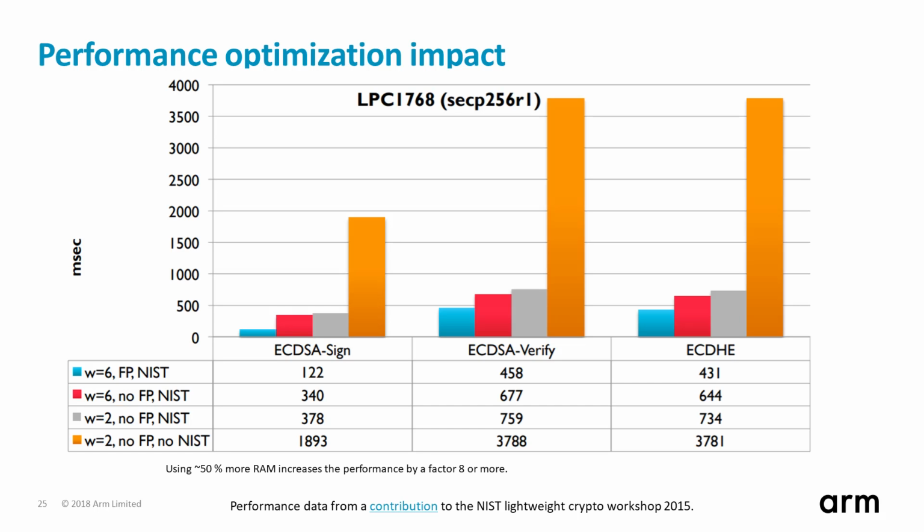And the performance data has been collected for a NIST lightweight crypto workshop in 2015. To estimate the performance of the full handshake, the ECDSA sign and verify, as well as the ECDHE numbers, have to be added up, since all 3 operations are used in the handshake. Additionally, certificate verification has to be added to get to the total number of milliseconds that have to be spent on cryptographic operations.